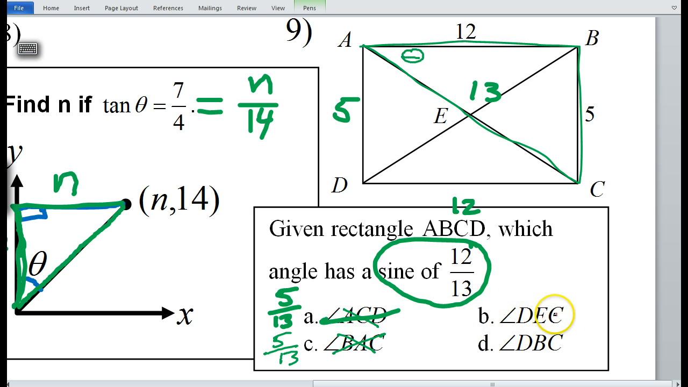Look at angle DEC. Well, DEC is this angle in here. Is that even going to be part of a right triangle? No, that's one of those small angles. So that's not going to work immediately. So the answer must be D, but let's go ahead and look at it specifically and make sure we fully understand.